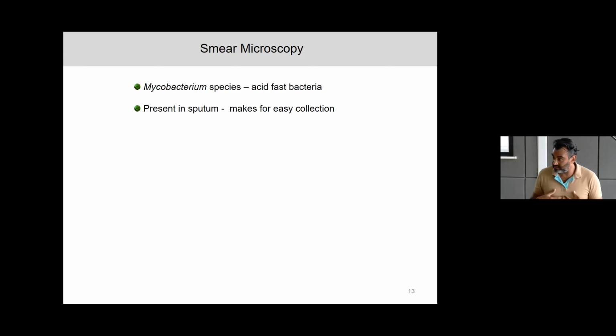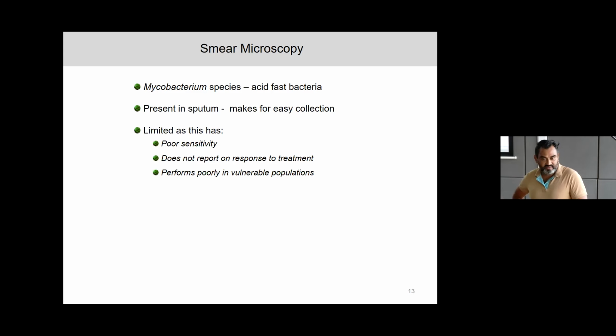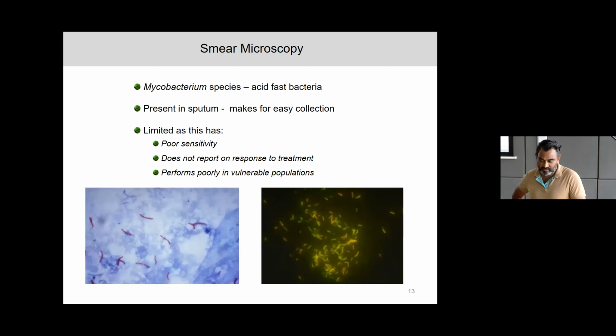So if you're sick with TB and you have it in your lungs, you're coughing up all the time, or you go to the clinic and we ask you to cough, those bacteria come out from your lung and they go into the sputum, right? And so it makes for easy collection. And then we stain that sputum and we look for bacteria, right?